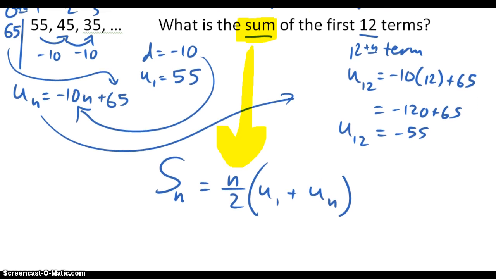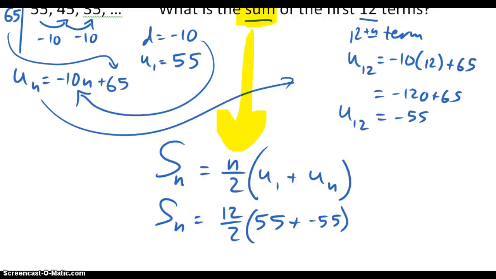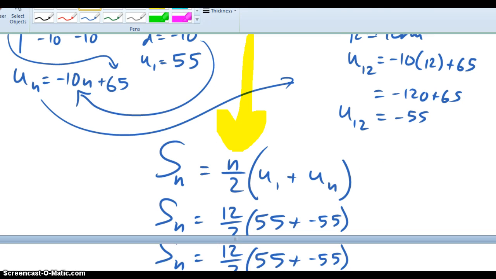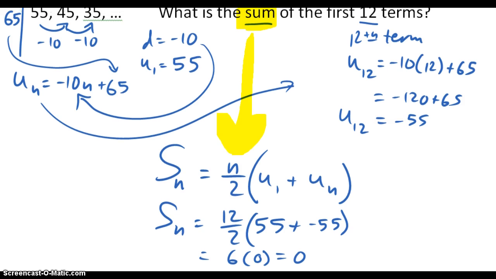It's actually pretty straightforward. So the sum in this case is going to be 12 over 2, that's the number of terms, times the first term plus the last term, right? Okay, so in this case, this is going to be 6 times, but this is 0, so the sum is actually 0, which makes sense. It starts at 55, ends at negative 55 with all the integers in between. It's going to actually add up to 0.